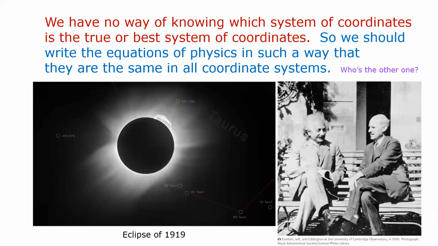This is Arthur Eddington, and he in 1919 led an expedition to observe the total eclipse. And these are some stars whose light was bent in accordance with general relativity. And he and two other British astronomers gave, I guess, the first experimental support to general relativity.